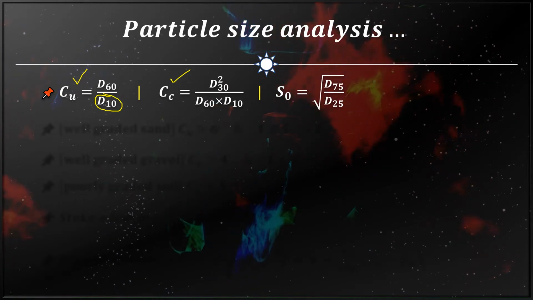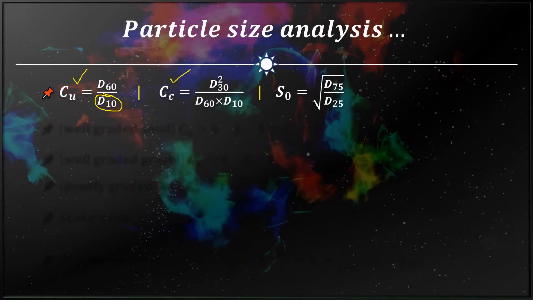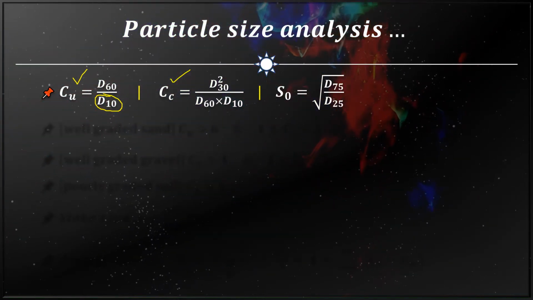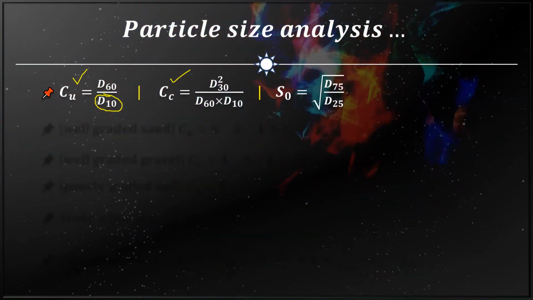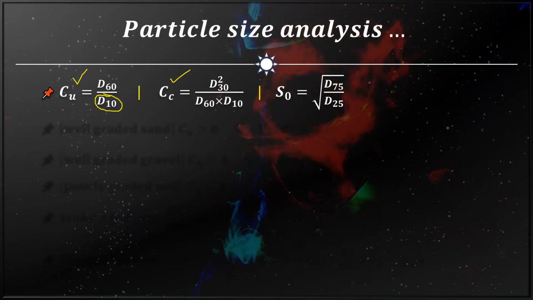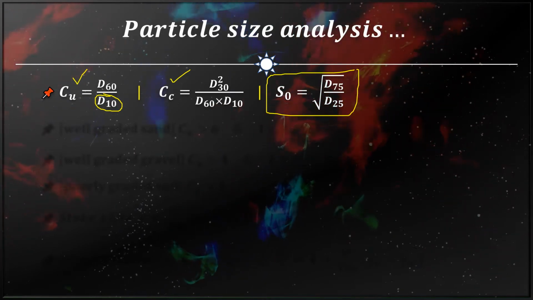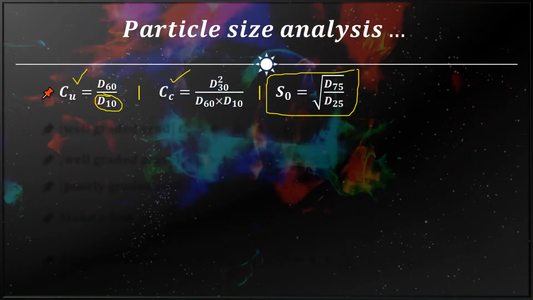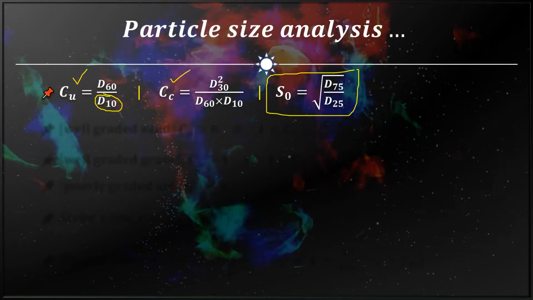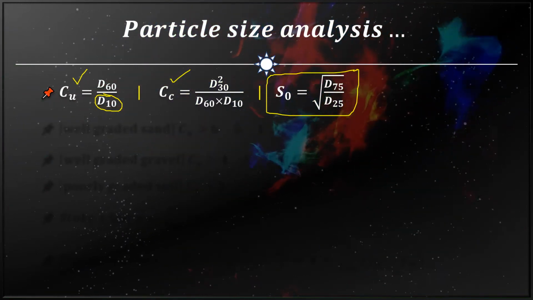This is the coefficient of uniformity, and Cc is the coefficient of curvature, and that is given by D30 squared divided by (D60 into D10). And there is something called the sorting coefficient S0, that is given by S0 equal to root of D75 by D25, and this formula is very rarely used in geotechnical problems.